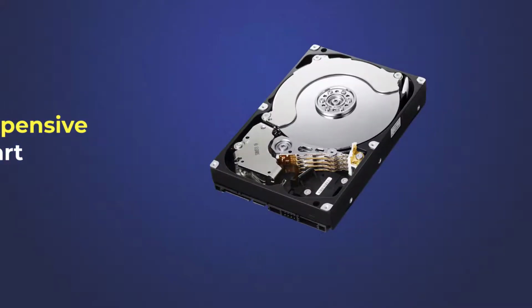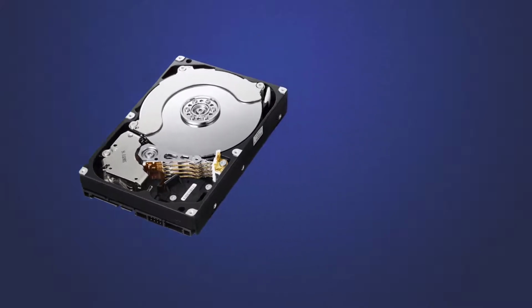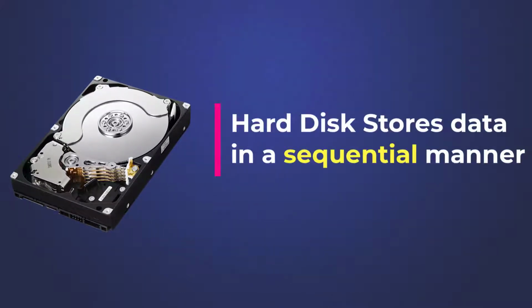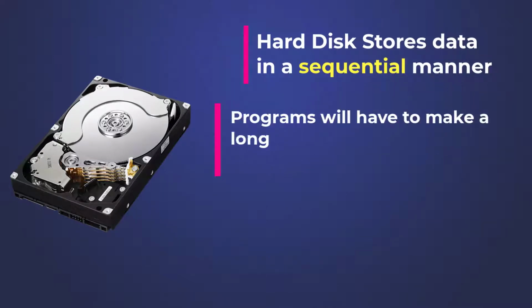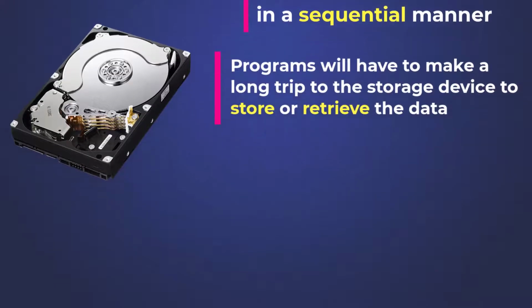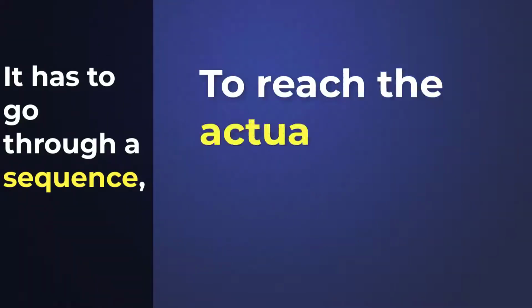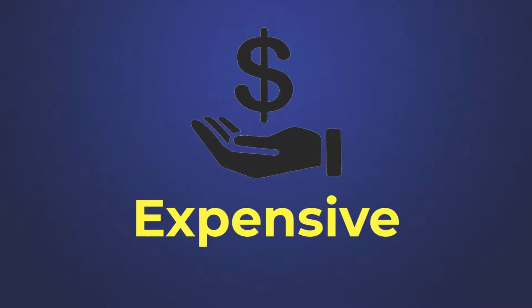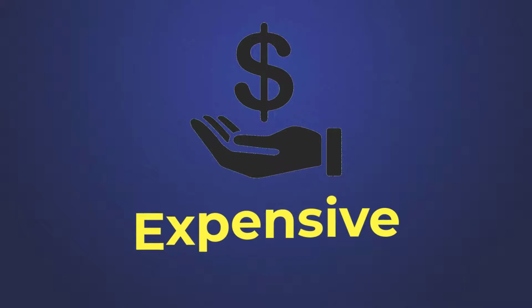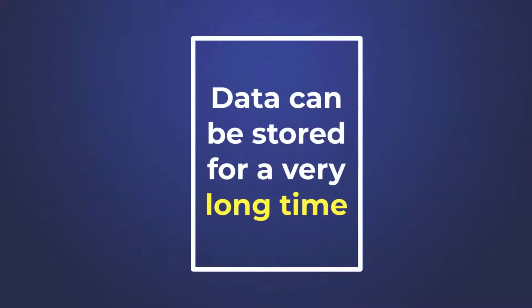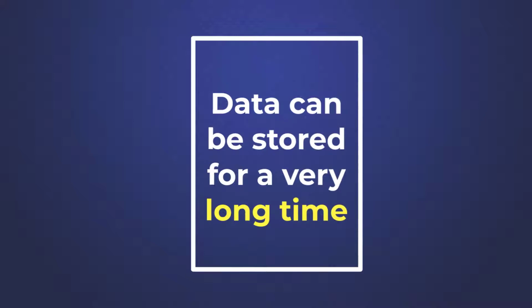So let's talk about the hard disk then. Hard disks, on the other hand, store data in a sequential manner. Programs will have to make a long trip to the storage device to store or retrieve the data. Because it's sequential, it has to go through a sequence to reach the actual data it's interested in, which makes it an expensive operation. The good thing here is data can be stored for a very long time, even after there is a reboot of the computer.